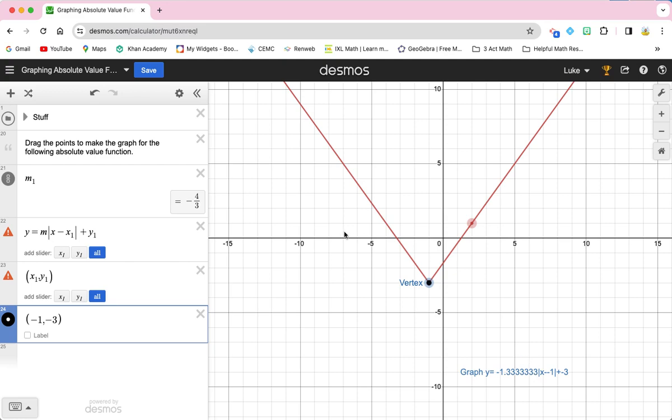Again, that's how we go about graphing our absolute value functions. It's all about starting at this point right here, where you change the sign on your x coordinate, you keep the sign on the y, and then you use the slope on the right-hand side.